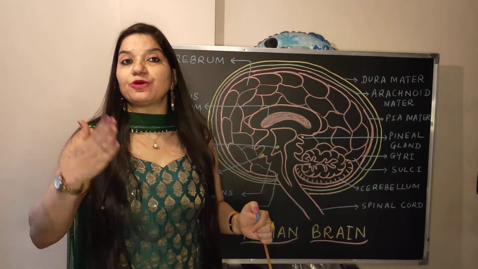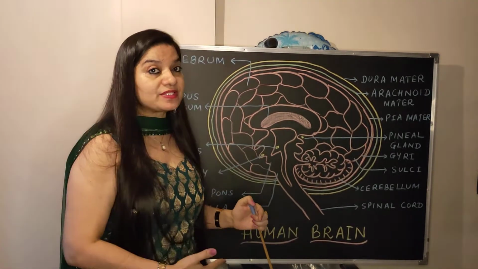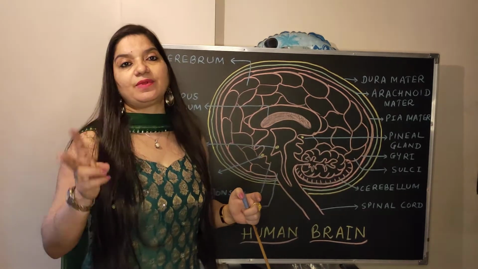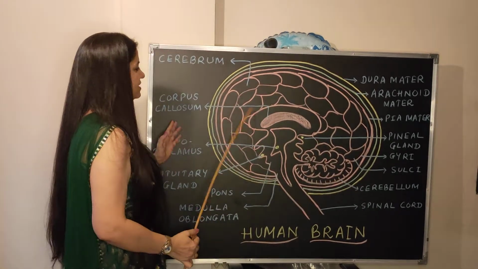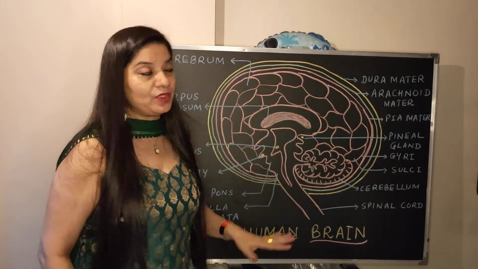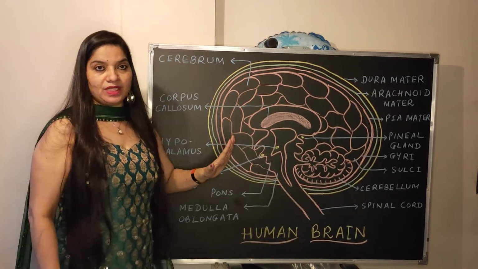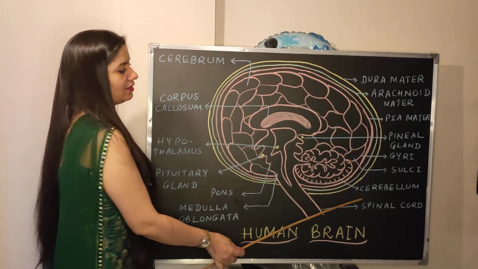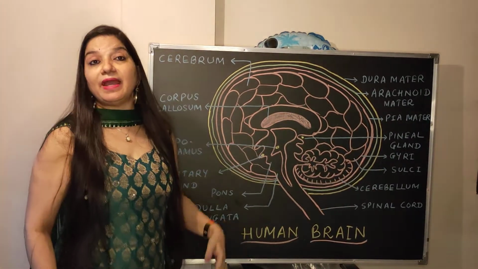There is a thin sheet of fibers which is known as corpus callosum, which connects the two cerebral hemispheres. Very important, corpus callosum, they ask the location and they ask the function of corpus callosum. So this is my cerebrum. Is it clear? Okay, next part, I'll talk about the cerebellum.